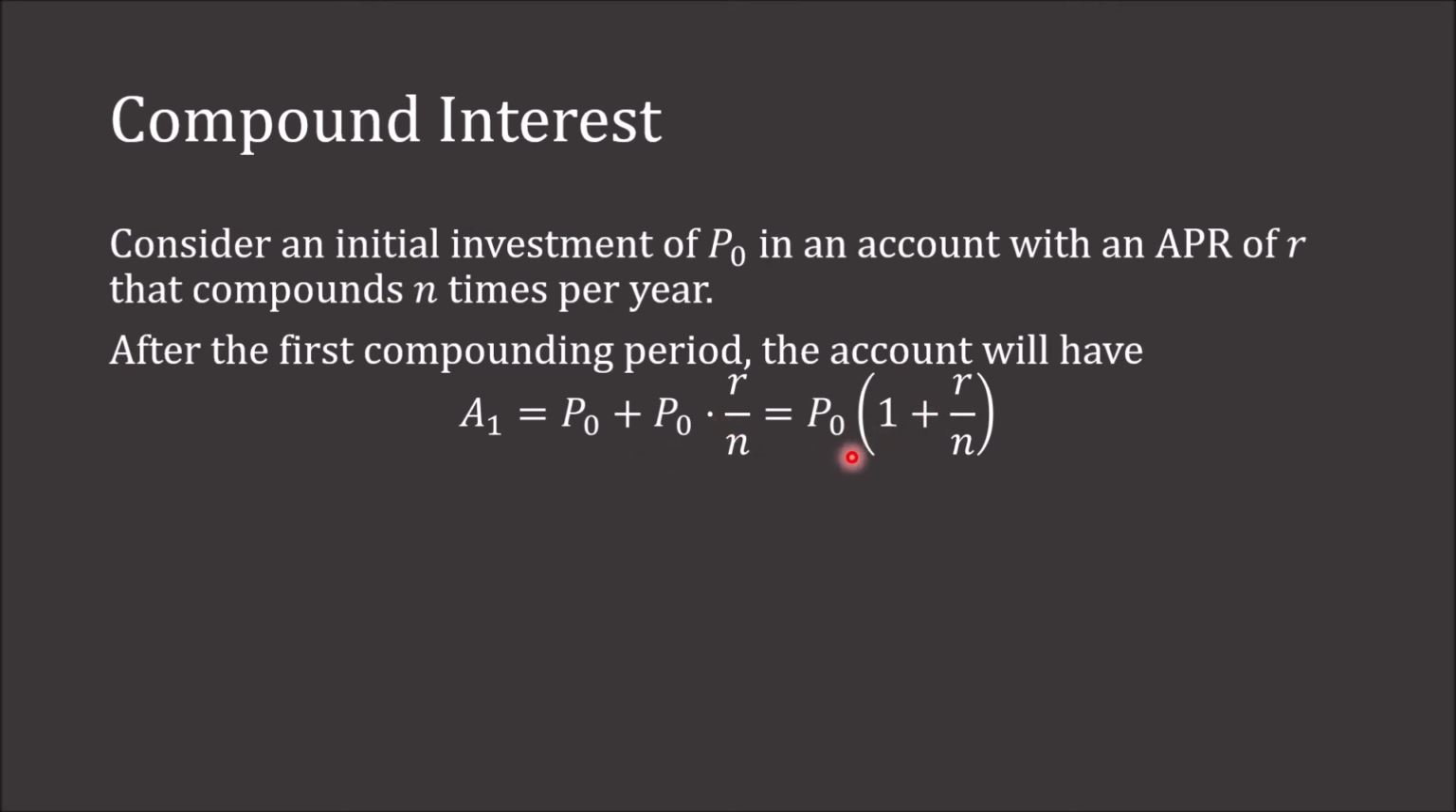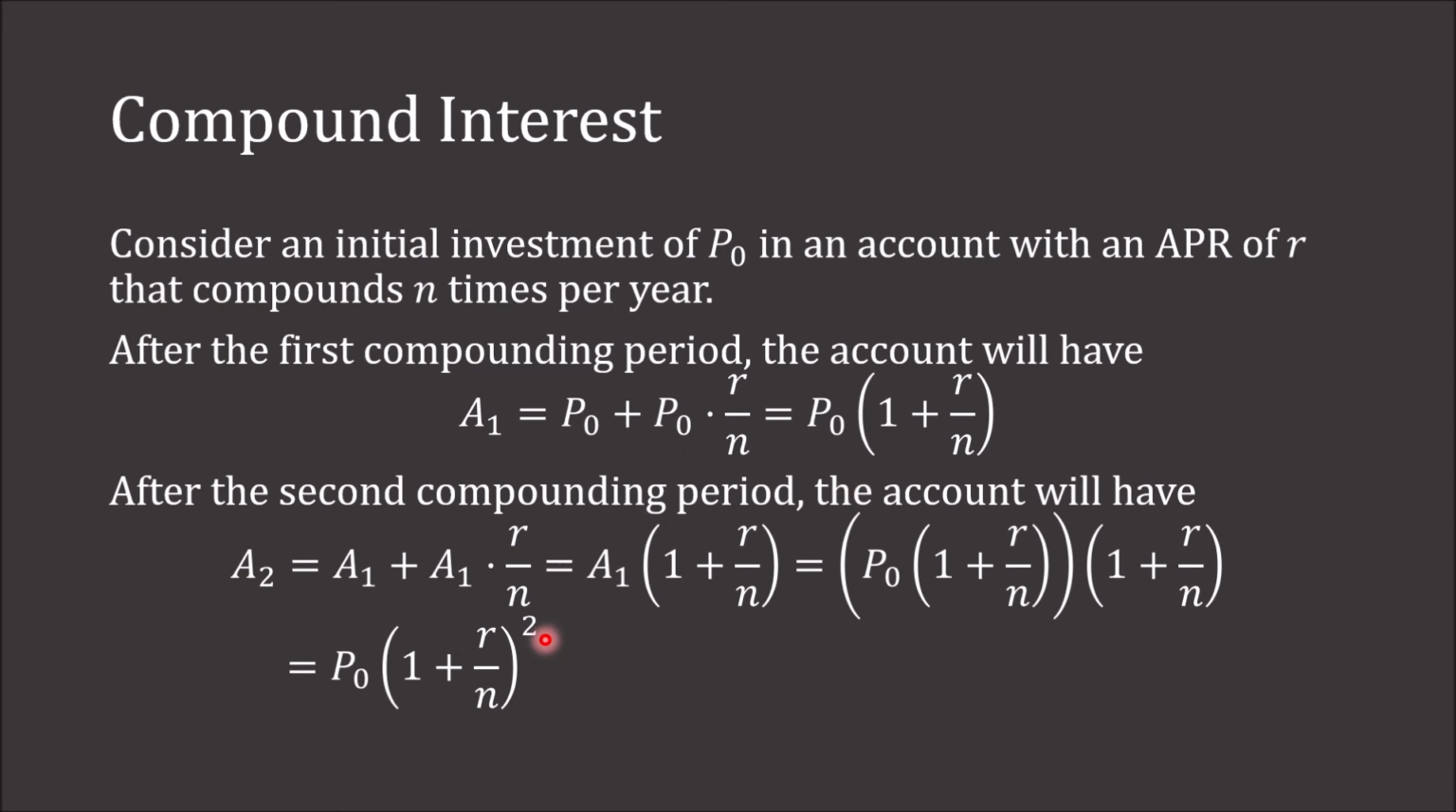Factor out the P naught, we're left with P naught times 1 plus R over N. So this is how much we have in the account after one compounding period. If we now look at the second compounding period, it would be A1 plus any interest earned, which is A1 times the APR divided by the number of compounding periods. But A1 is this up here. So if we substitute it in, we get P naught times 1 plus R over N squared.